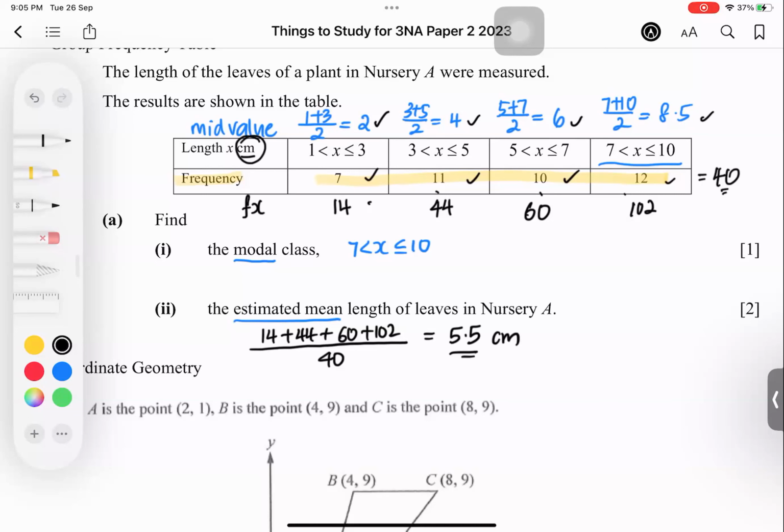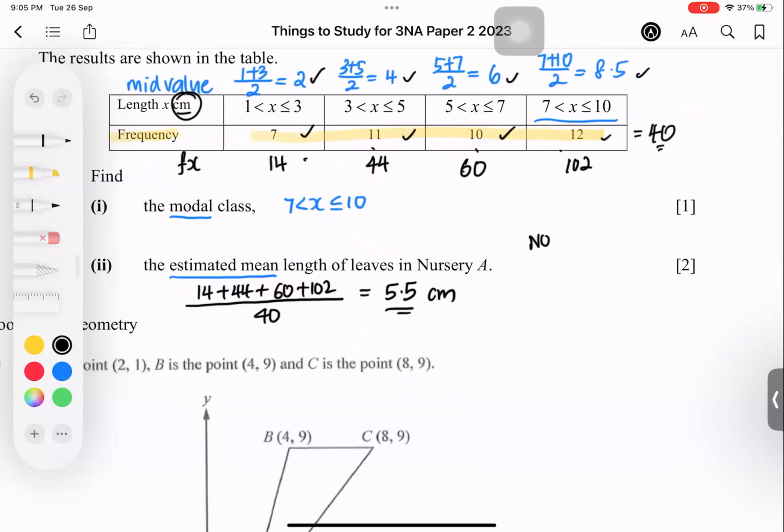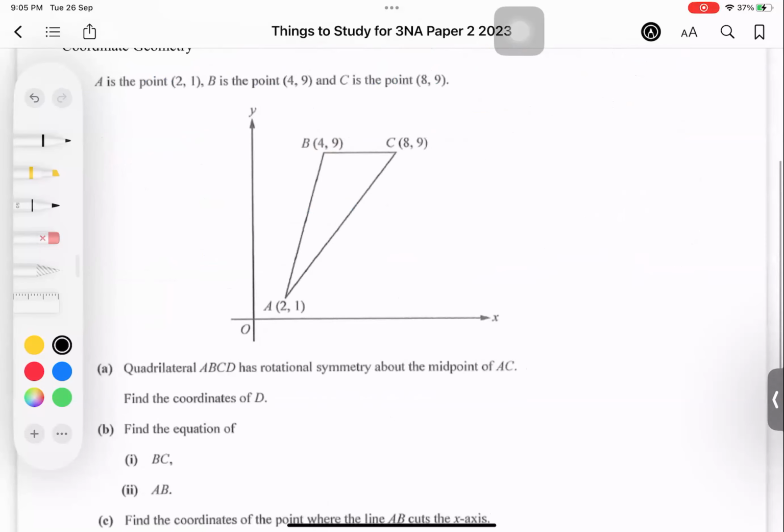So this is estimated. Why is it an estimated mean? Number 1, no raw data. Number 2, we use the mid value to estimate the mean. There are some questions that will ask you, why is this an estimated mean? So you tell them no raw data, and we use the mid value to estimate the mean. Can? Next one, coordinate geometry.